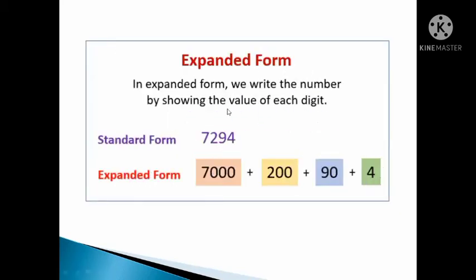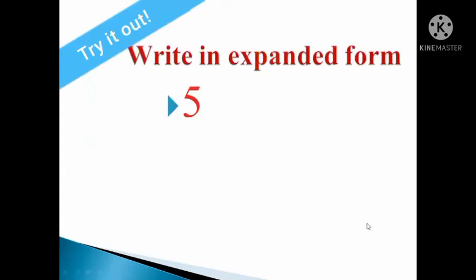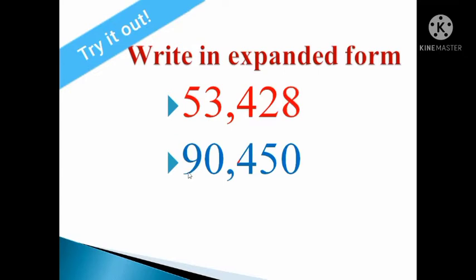See how to write expanded form. 7294. 7000 plus 200 plus 90 plus 4. Now try yourself. 53,428. How will you expand the number? 90,450. 81,210. How will you expand the number?